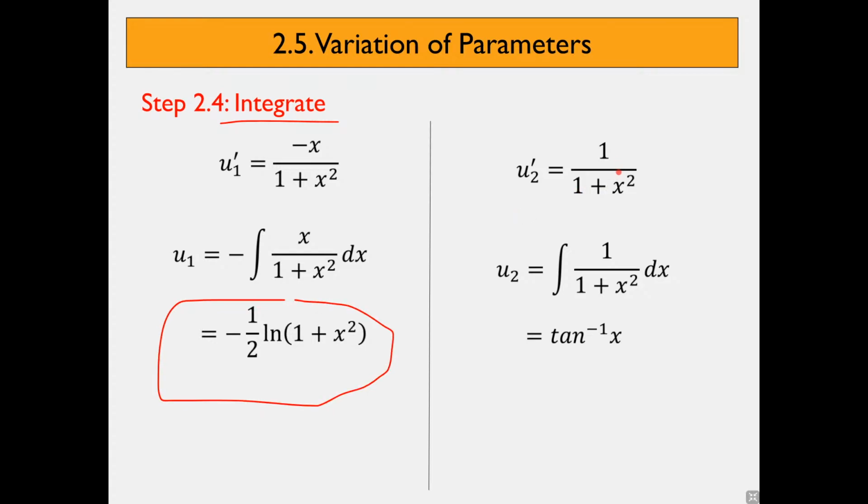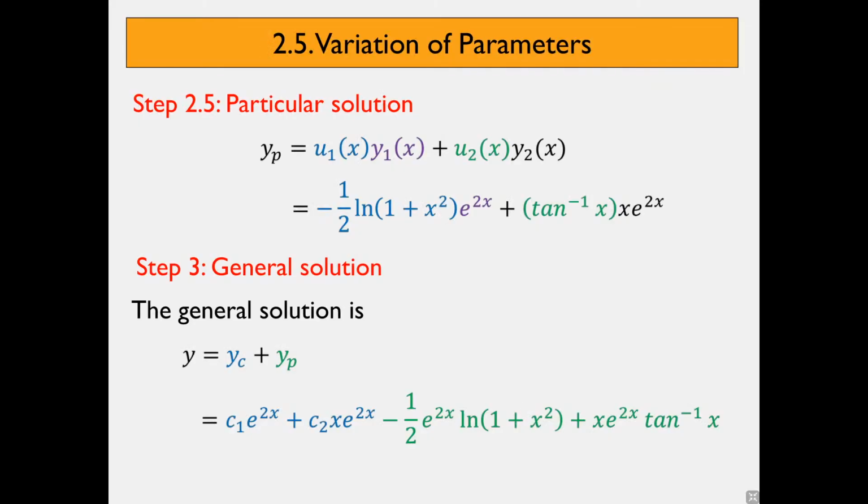For U2 dash, 1 over 1 plus x squared, you integrate, because this is du2 dx. This one comes from the trigonometric formula. Integration of 1 over 1 plus x squared dx is arctangent x. This is a well-known formula. Please refer to any calculus book. You will get this answer. So there is no C. Remember, for variation of parameters, for finding U1, U2, no C.